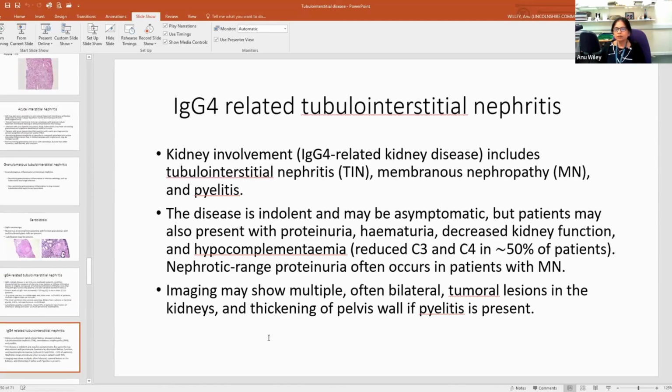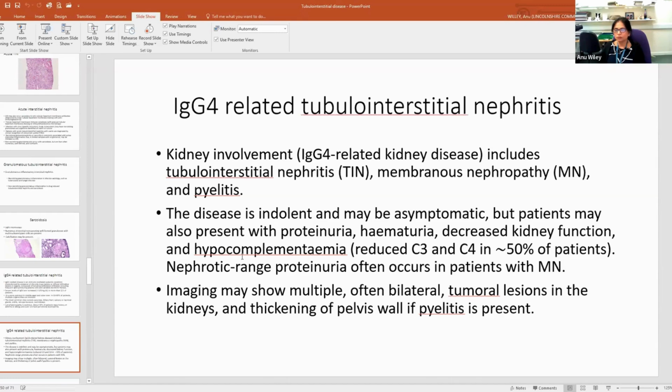Kidney involvement, which is what we are concentrating on today, or IgG4-related kidney disease, can occur in the form of tubulointerstitial nephritis, which is the commonest form. In some people, they can develop membranous nephropathy, and in some patients, you can have pyelitis. Depending on the disease, the symptomatology will be different. The disease is quite indolent, and patients may sometimes be asymptomatic, but they may also present with proteinuria, hematuria, and decreased kidney function.